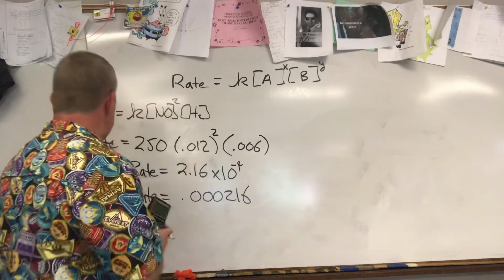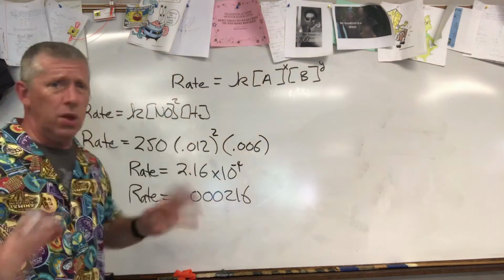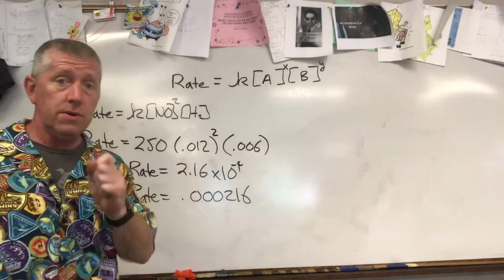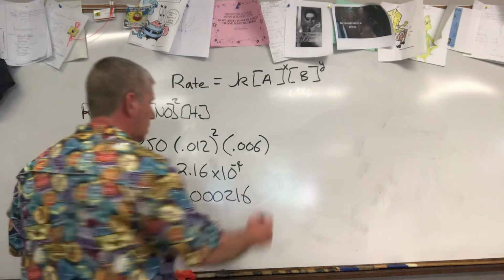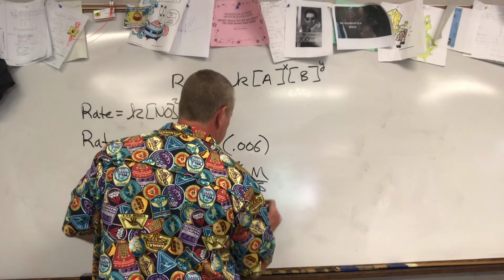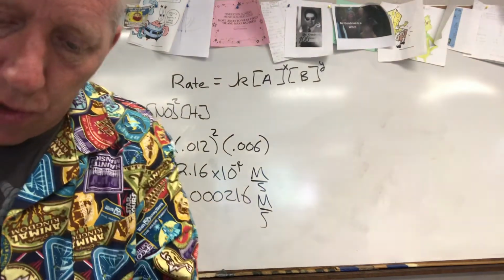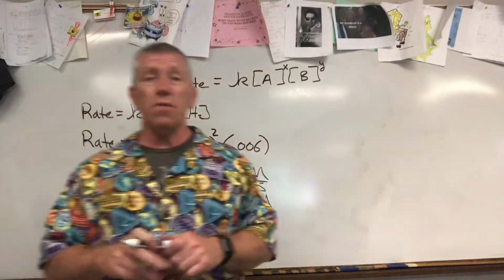The units for the rate constant are always all over the place. It can be anything, but with a rate, the units are always molar per second. So molar per second. Those are the same answer. You check our answers, and I put 2.2 times 10 to the negative fourth. Same thing.